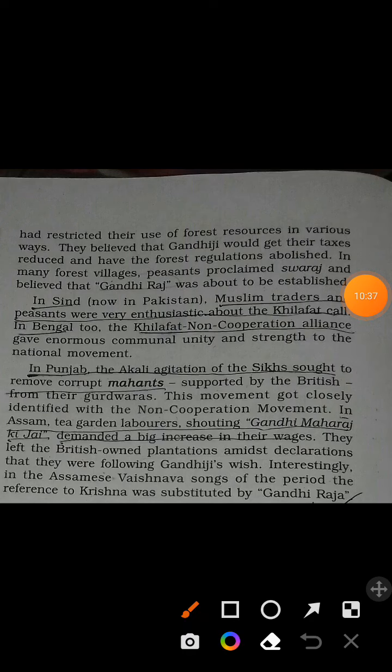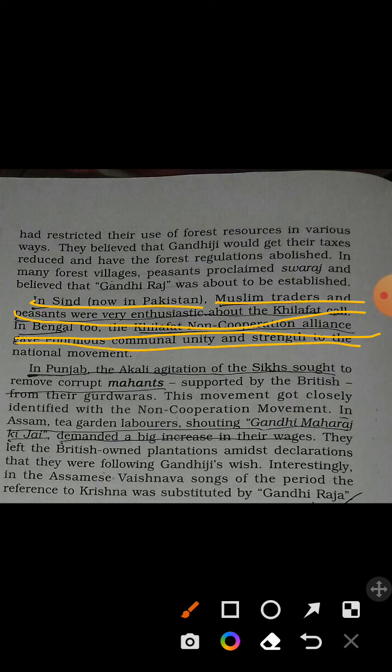In Sindh, now in Pakistan, Muslim traders and peasants were very enthusiastic about the Khilafat call. In Bengal too, the Khilafat Non-Cooperation alliance gave enormous communal unity and strength to the national movement. In Punjab, the Akali agitation of the Sikhs sought to remove corrupt mahants, supported by the British, from their gurdwaras.